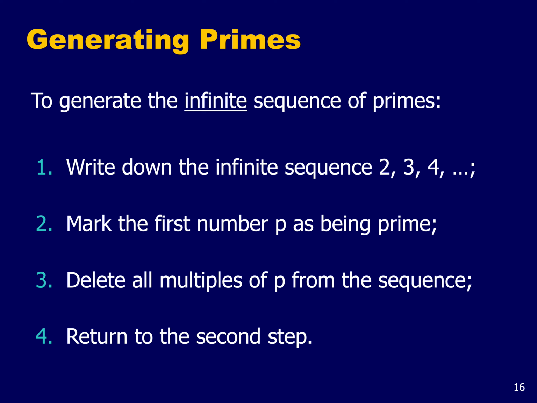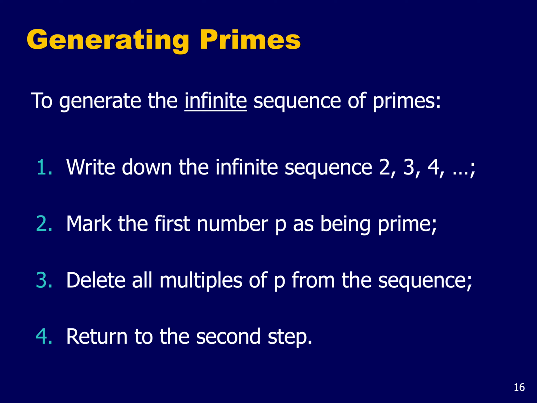What I've given you on the slide here is a 4-step process for generating the infinite sequence of all prime numbers. Some of you have probably seen this process before. It's very famous. It's called the sieve of Eratosthenes. Eratosthenes was a Greek mathematician who was the first person to describe this process. The process is very simple. In the first step, we write down the infinite sequence of all numbers beginning with 2. So we write down 2, 3, 4, etc. In the second step, we mark the first number in that sequence, which we're going to call p, as being a prime number.